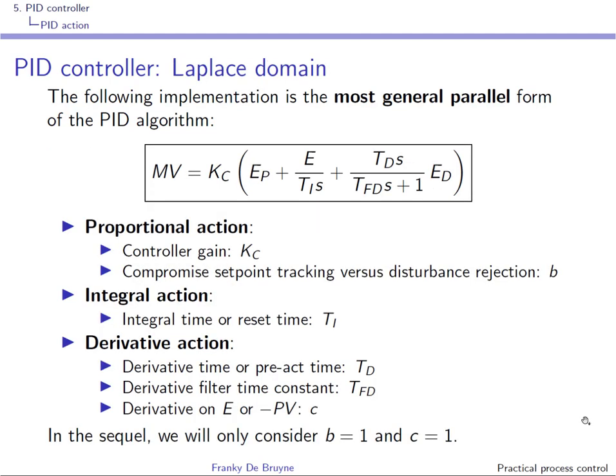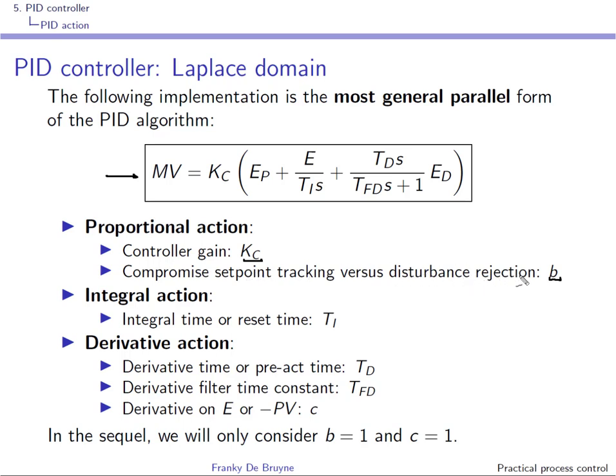We can also look at the implementation of this most general parallel form in the Laplace domain, and this is what you obtain, and we can go over all parameters. Right, this is the controller gain Kc, and it is used to tune or to influence the speed of response. The parameter B allows you to have a compromise between set point tracking and disturbance rejection, right?